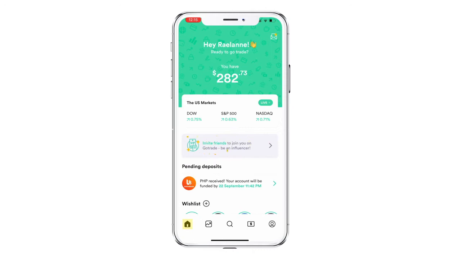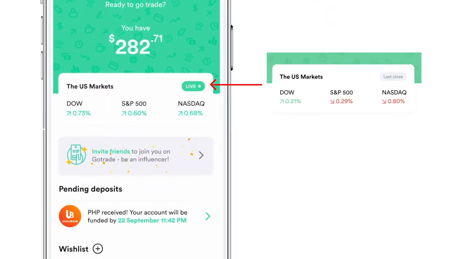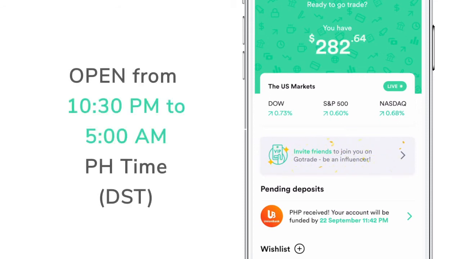On the first tab, you can see here your current account value, the US markets, and whether the market is open, pag green to, and ang nakalagay is live, or pag closed, grayed out siya and ang nakalagay is last close. By the way, the US market is open from 9:30 p.m. to 4 a.m. Philippine time, and 10:30 p.m. to 5 a.m. after daylight savings time.